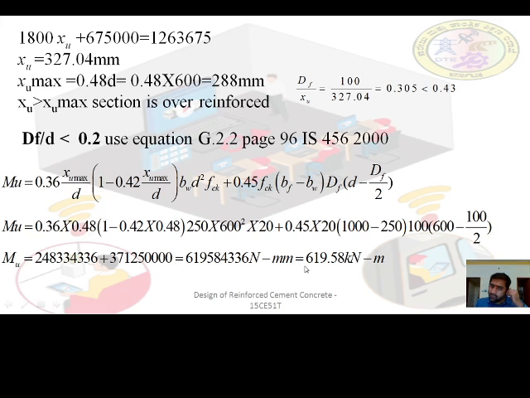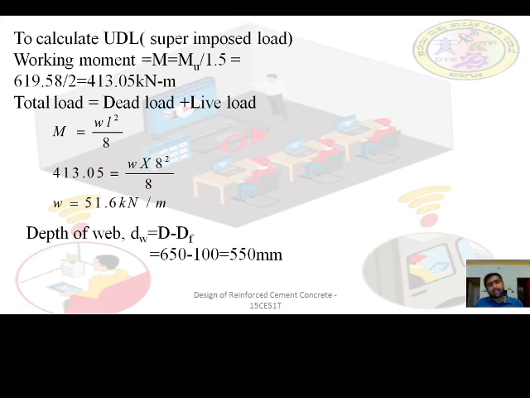That will work out to be the moment of resistance, 619 kilonewton meter. Actually, they asked here, along with the moment of resistance, what is the superimposed load that can be applied to the beam.